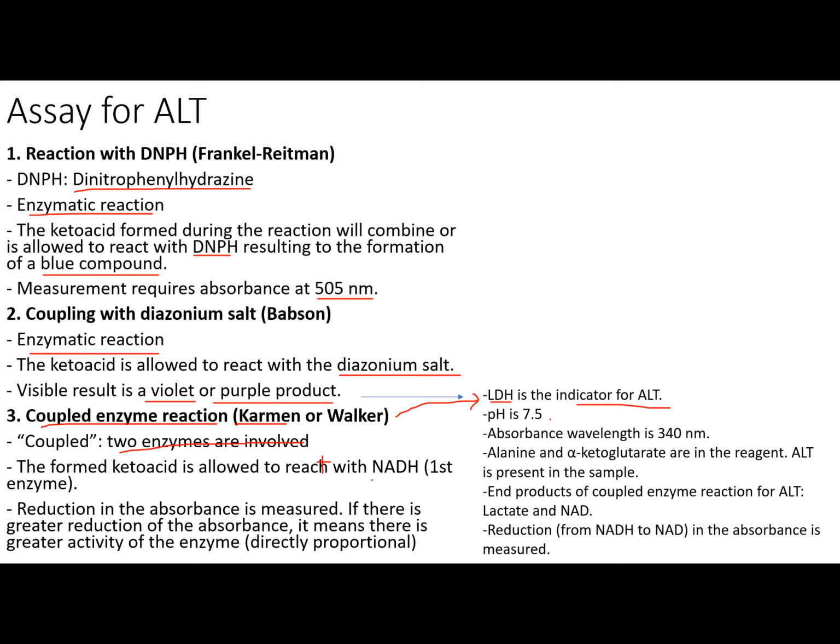Now, in the coupled or in the Karmen or Wroblewski method, pakitake note, LDH is the indicator for ALT. The pH is set at 7.5. Absorbance wavelength is 340 nanometers. Alanine and alpha-ketoglutarate are in the reagent. ALT is present in the sample. End products of the coupled enzymatic reaction for ALT are your lactate and NAD. Reduction from NADH to NAD in the absorbance is measured.